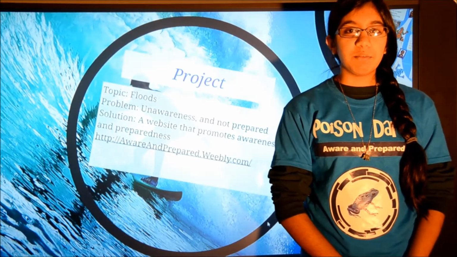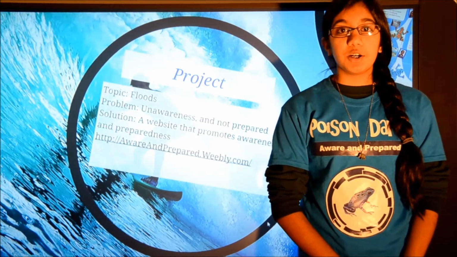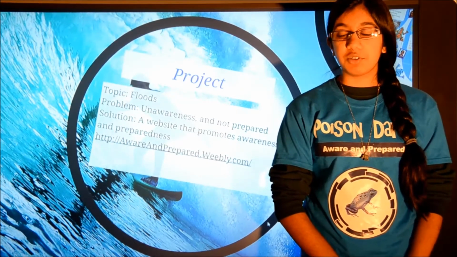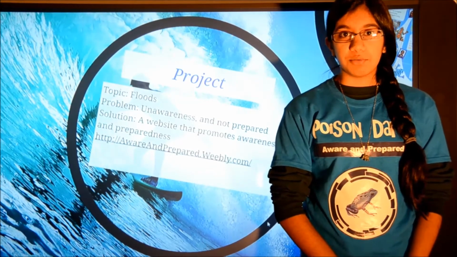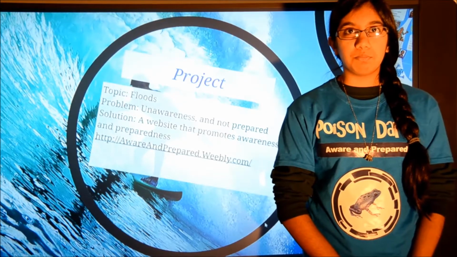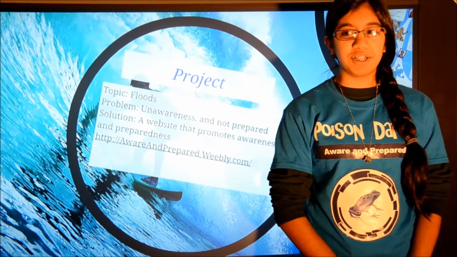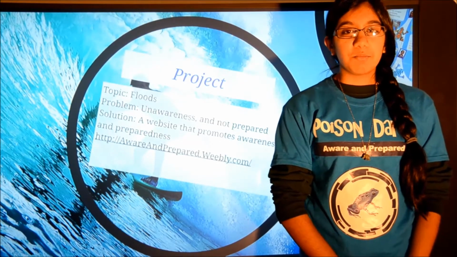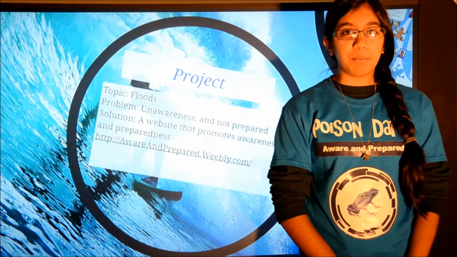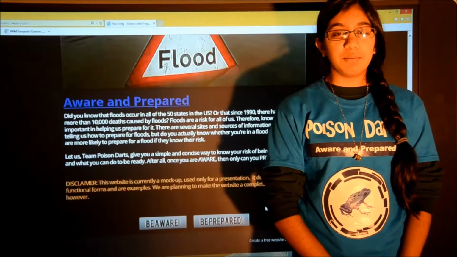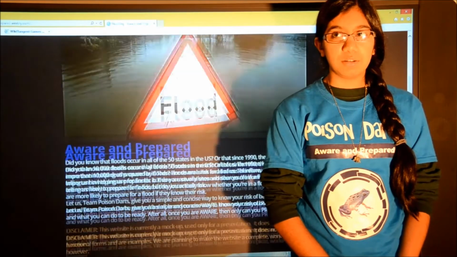This year, the theme of FLL is nature's fury. So we had to pick a natural disaster, which was floods. Our problem with floods was that people were not aware of problems caused by floods and the damages. So we thought it would be best if people were aware and prepared. Our solution is an informational web application that does three things.